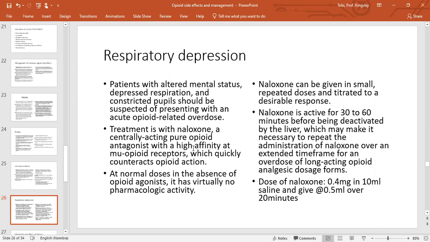Naloxone can be given in small repeated doses, and you watch the effect. So it should be titrated to effect. All right. And the dose of naloxone, you put 0.4 milligram in 10 milliliters of saline, and you give it over 20 minutes at 0.5 milliliters per minute. Okay.